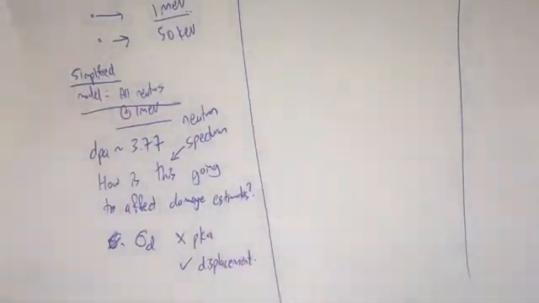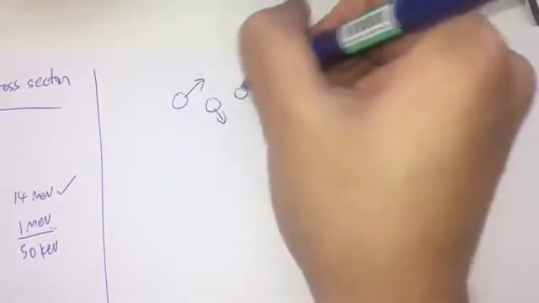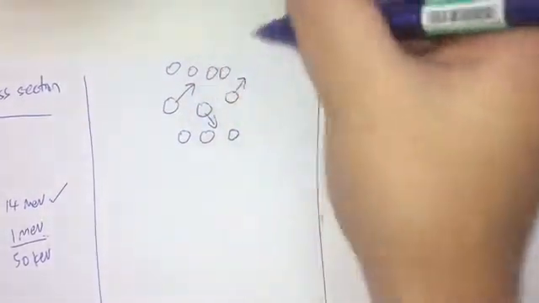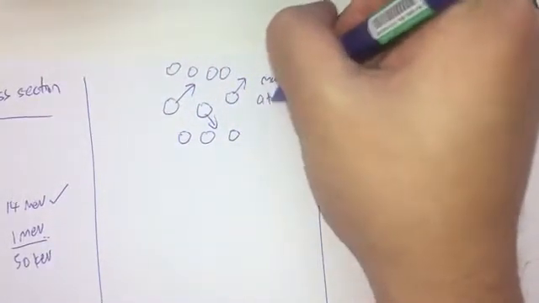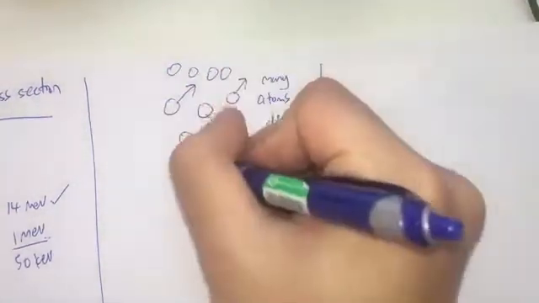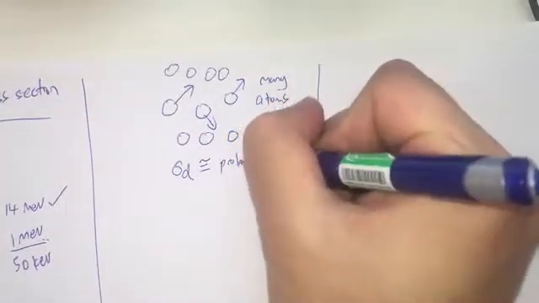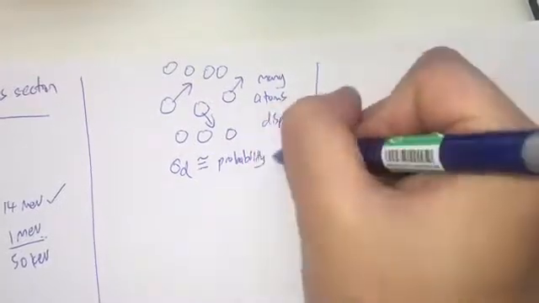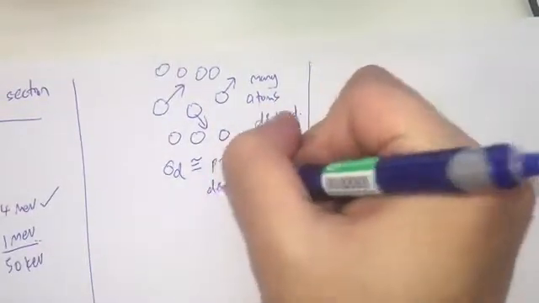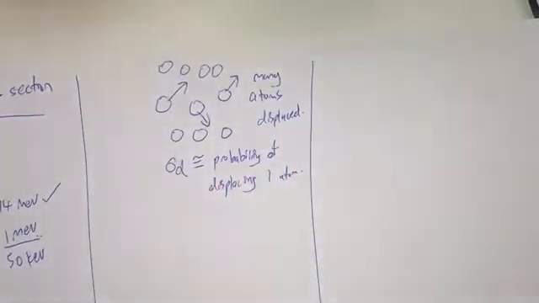So in a displacement cascade, you have many atoms being displaced from their lattice sites. The displacement cross-section will measure the probability of displacing one atom. So it's not the whole displacement cascade, it's just displacing one atom.